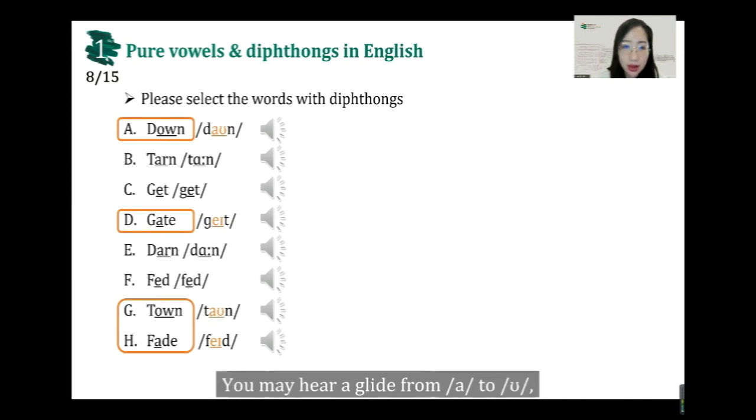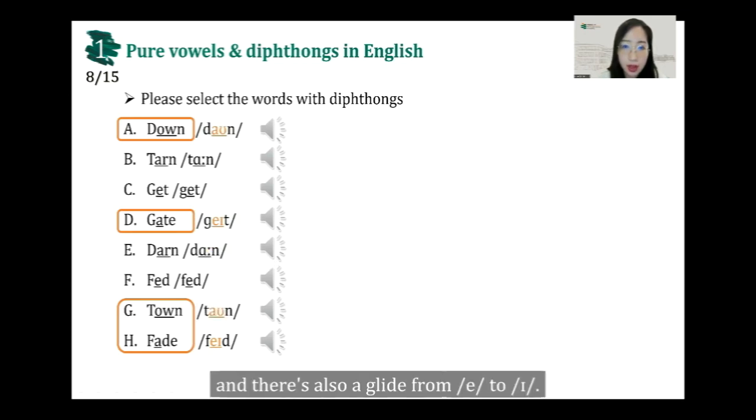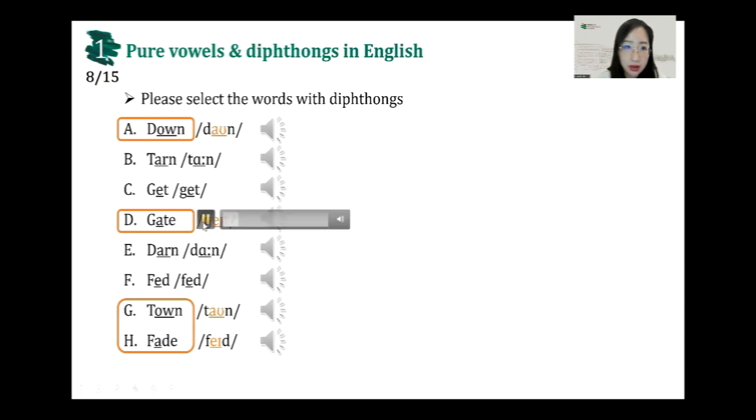You may hear a glide from a to u in down and town. Down, town. And there's also a glide from e to I in gate and fade. Gate, fade.